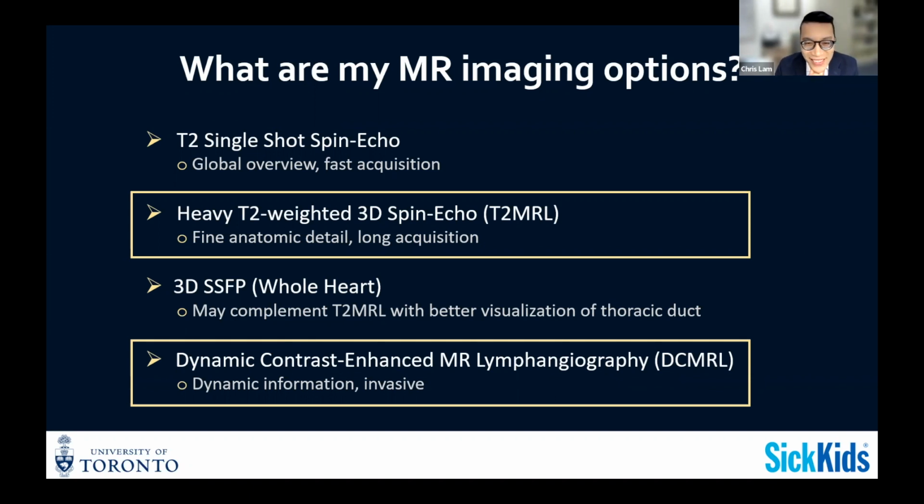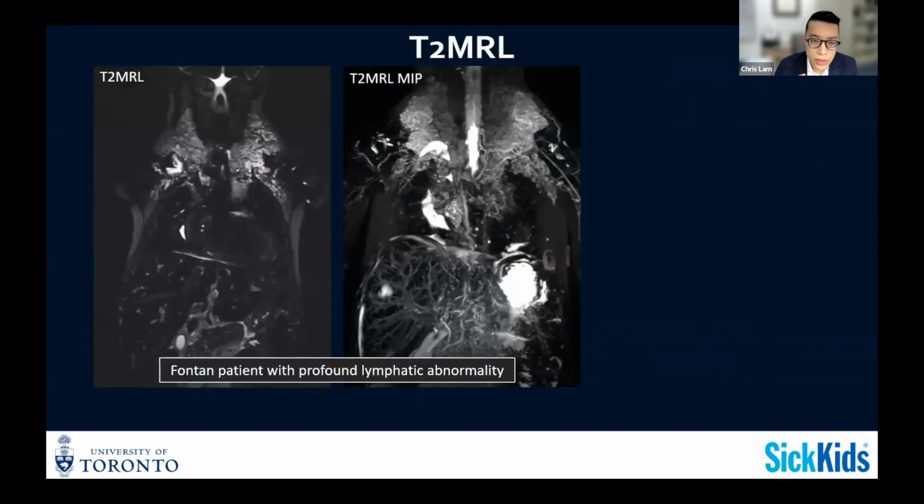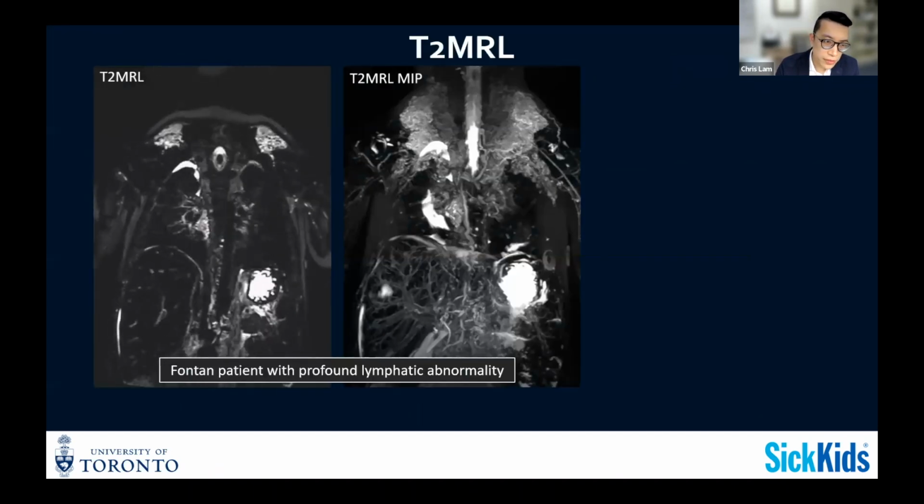Sorry. So this is a heavily T2 weighted 3D spin echo sequence, which gives you fine anatomic detail, but is a somewhat long acquisition. And then there is dynamic contrast enhanced MR lymphangiography, which gives you that physiologic information, but is an invasive procedure combined with catheter intervention, either with interventional radiology or with our cardiac catheterization colleagues. So here's an example of the T2 weighted MRL.